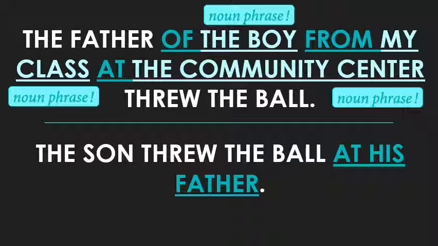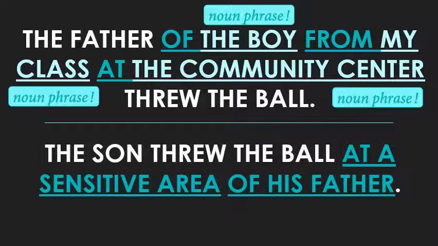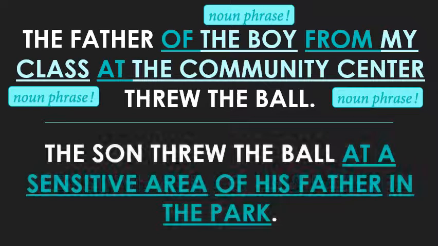Let's look at another sentence. The son threw the ball at his father. The son threw the ball at a sensitive area of his father. So now I took that prepositional phrase and made the prepositional phrase even longer by putting a prepositional phrase inside of a prepositional phrase. Okay, at a sensitive area of his father. The son threw the ball at a sensitive area of his father.